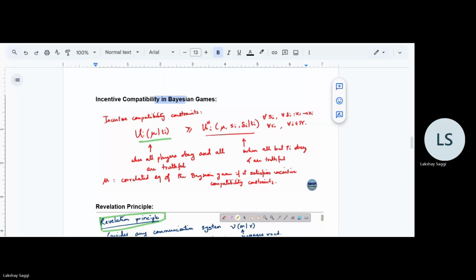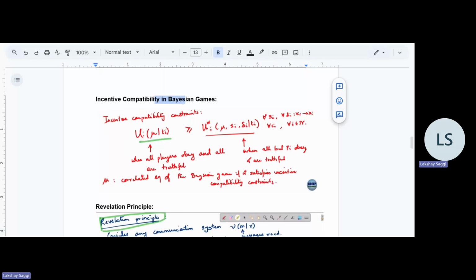So if these incentive compatibility constraints are satisfied for all players, then it's called a correlated equilibrium in Bayesian games. It's not too different from correlated games, but just one more level. In Bayesian games, there are two levels of communication. One is types, and the second level is actually being obedient. Whereas in correlated equilibriums, it was just about being obedient or not. There was no concept of types.